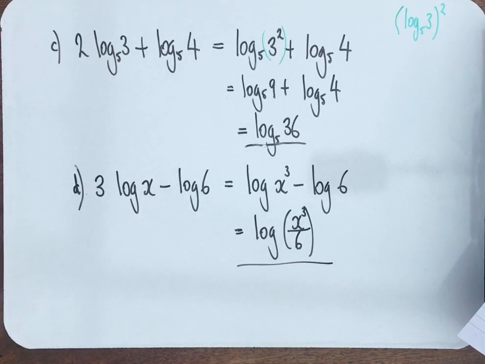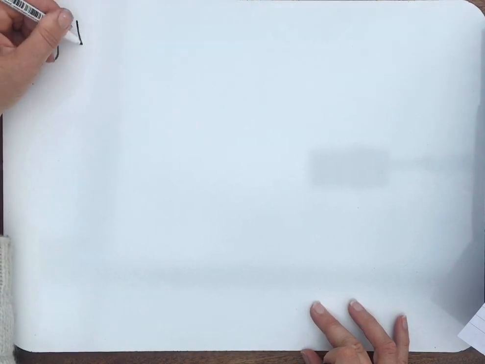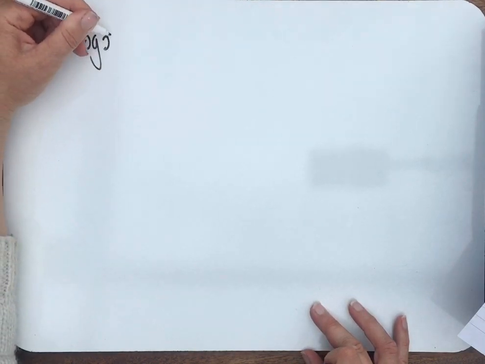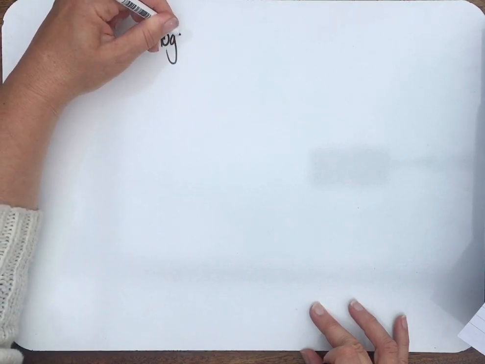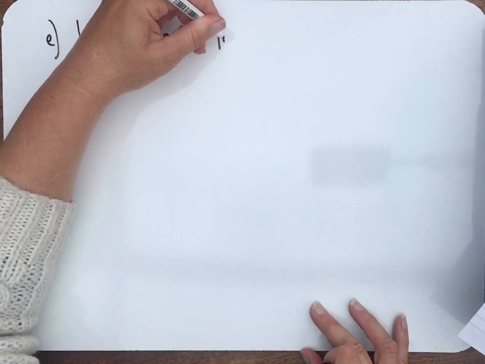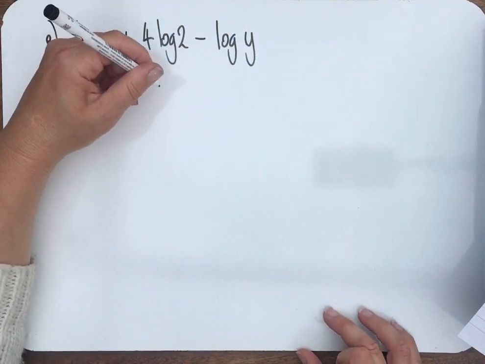I've got 3 boards with one clean side and one side that I just can't get clean. So change the board and turn me over. Right, last one. So log x plus 4 log 2 minus log y. So powers up first.